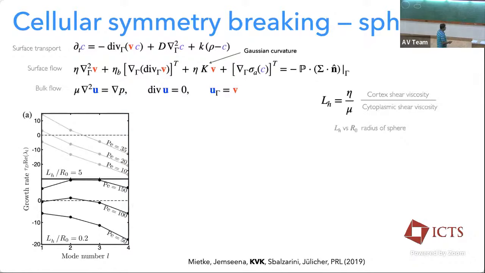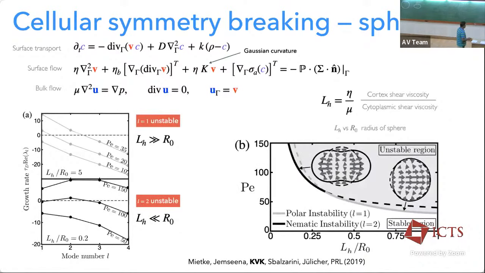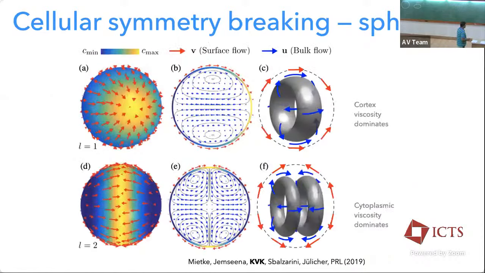So it turns out that you can get a growth rate which can be such that you have an L equal to 1 growth, which corresponds to a single spot, or an L equal to 2 growth, which corresponds to a ring. So basically, if this length scale is much, much greater than R naught, you get a spot-like feature. If this length scale is much less than R naught, you get a ring-like picture. So pictorially, you can get a pattern with one big spot. That's like a cell polarity pattern. There's something here, nothing on the other side. Or you can get a ring-like pattern. That's a cell division pattern.